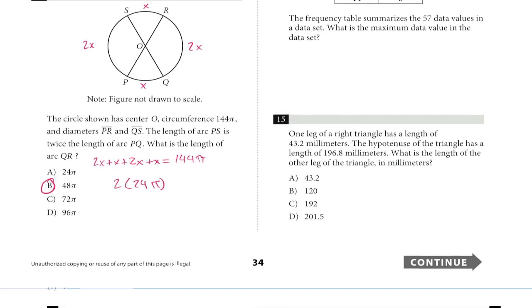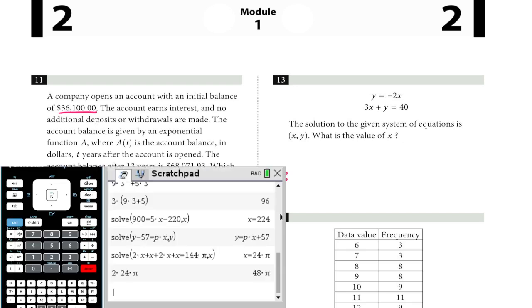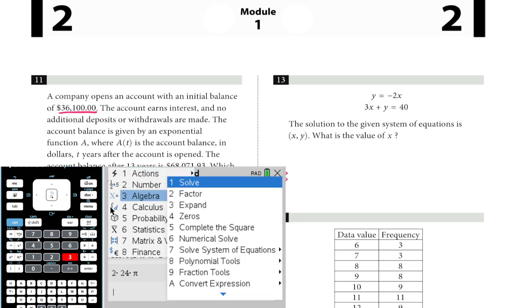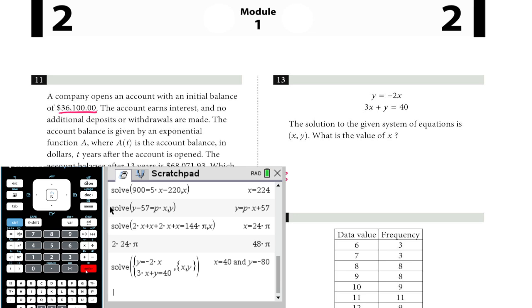Okay. Number 13. The solution of this given system of equations is (x, y). What is the value of x? So they want us to solve a solution. So calculator is really good at that. Menu 3, 7. Solve system, 2 equations. Cool. So y equals negative 2x, and then 3x plus y equals 40. Enter. So x equals 40. We don't care about y. So x equals 40.